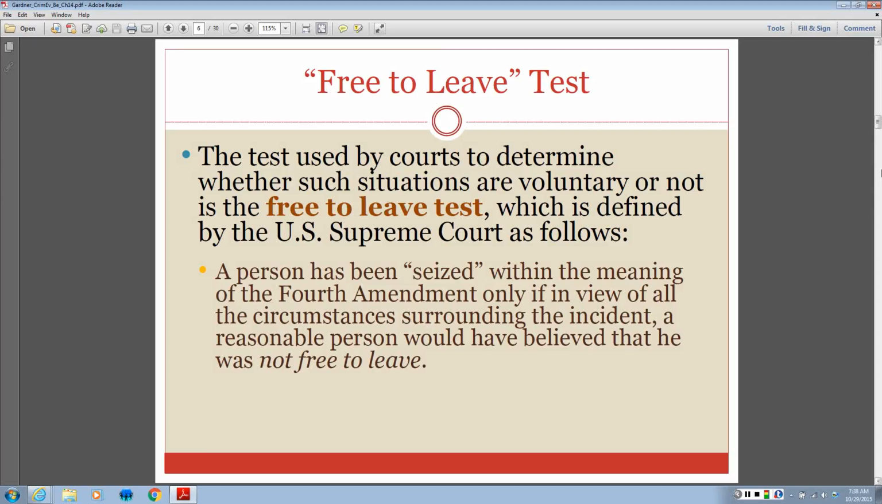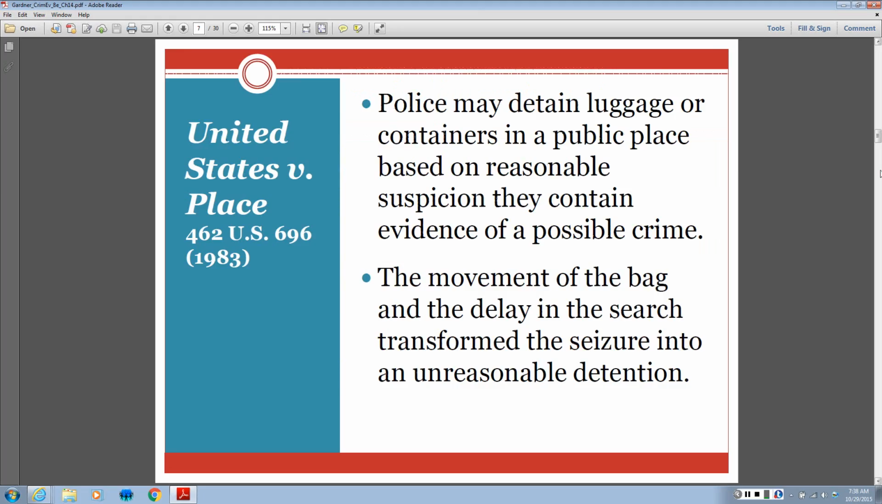As long as that person believes, according to this standard, that they're free to leave, then they have not been seized, and therefore the stop is still consensual. The moment that person believes that they are no longer free to leave, that is no longer a consensual stop, and you must have, at a minimum, reasonable suspicion in order to continue detaining that person. Okay.